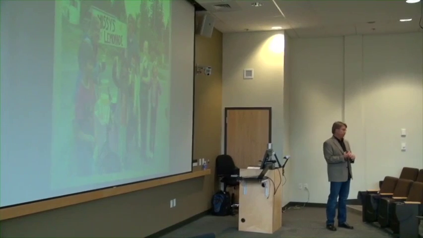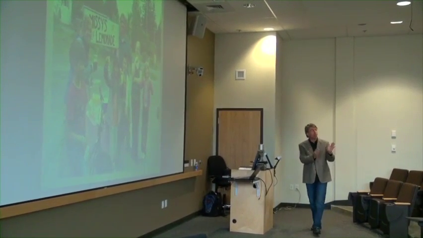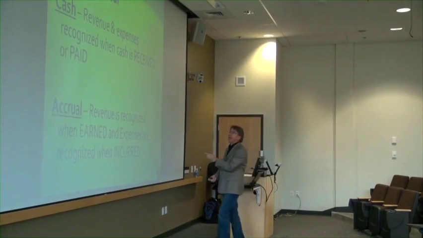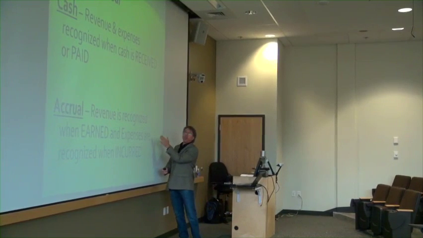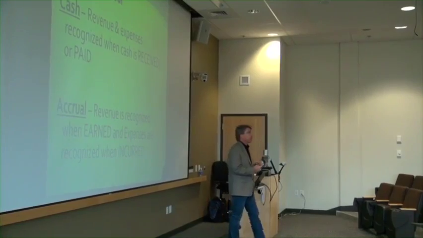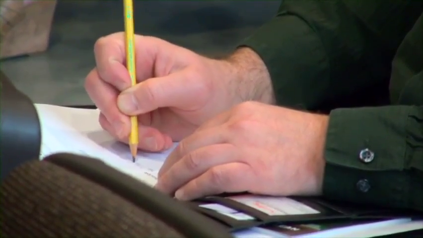The rest of us, though, have to use a much more complicated form of accounting to adjust for those timing issues. That's called accrual accounting. In accrual accounting, revenue is recognized when it's earned, and expenses are recognized when we actually incur them or incur the liability for them.